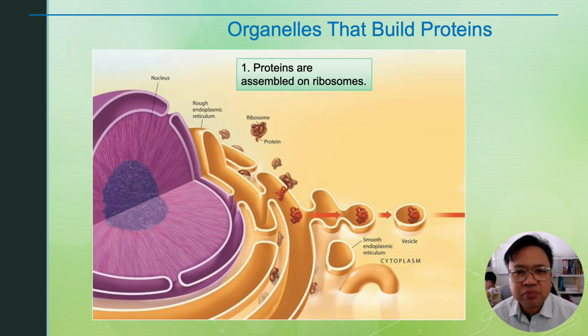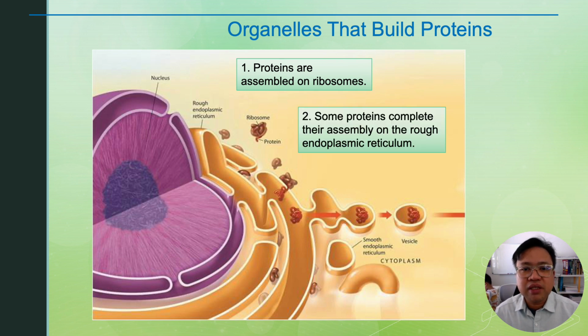The first step in protein production begins with the ribosomes, which are small particles made of RNA and protein. Ribosomes are found throughout the cytoplasm in all cells. They play a crucial role by assembling proteins. This process is guided by coded instructions from the DNA in the nucleus. These instructions tell the ribosomes the exact sequence of amino acids to assemble into a protein.